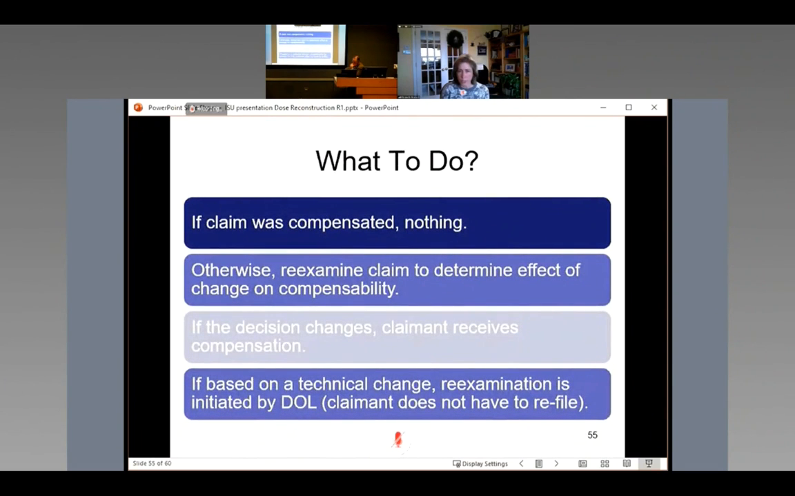If the claim was compensated, then nothing is done. We don't go back and take back something if the dose for some reason was reduced. If it was not compensated, then the claim is re-examined to determine if there might be a change in compensability. And so if the decision changes, then the claimant would then receive compensation.